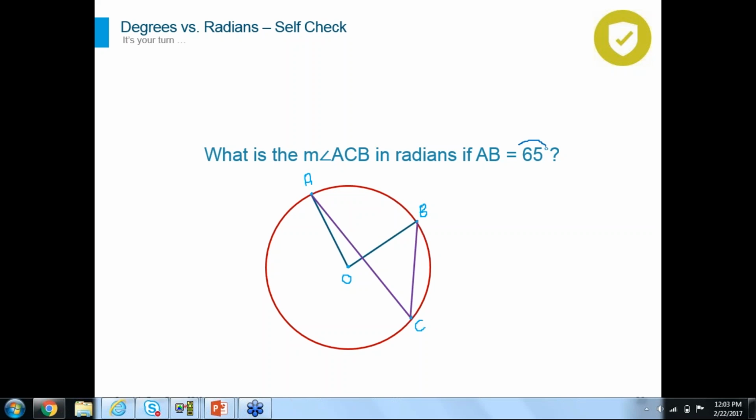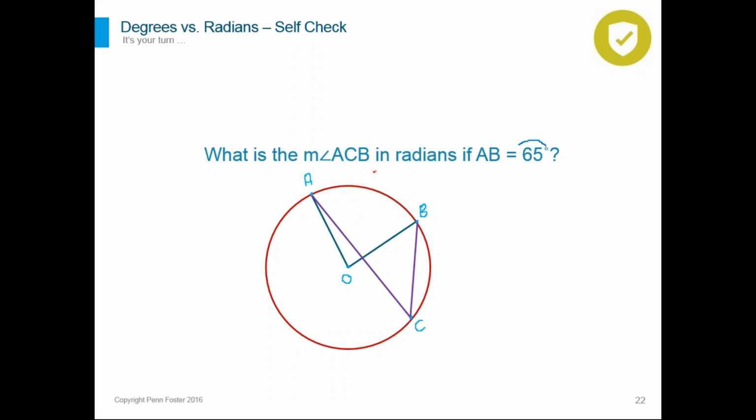Let me share my answer. So first, and I think I didn't put the figure long enough, so let's do that quickly. 65 degrees is the arc measure. This central angle would be 65 degrees. The inscribed angle will be half of that, 32.5 degrees.